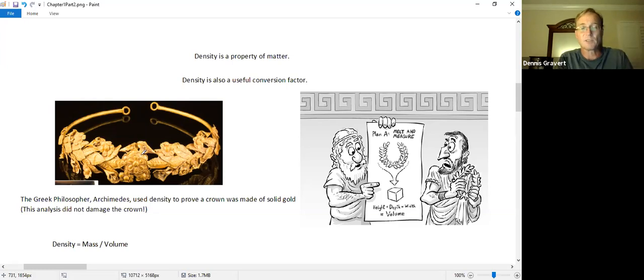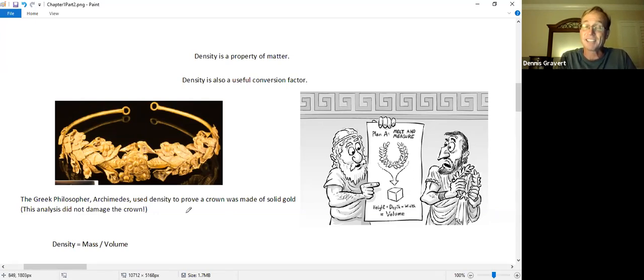So I just found this Greek crown here. I'm not sure what it looked like. Maybe it'll look something like these olive branches made out of gold. Like this cartoon, you know, plan A: hey, let's melt your crown down, king, and then we'll analyze and see if it's pure gold. The emperor didn't really like that idea.